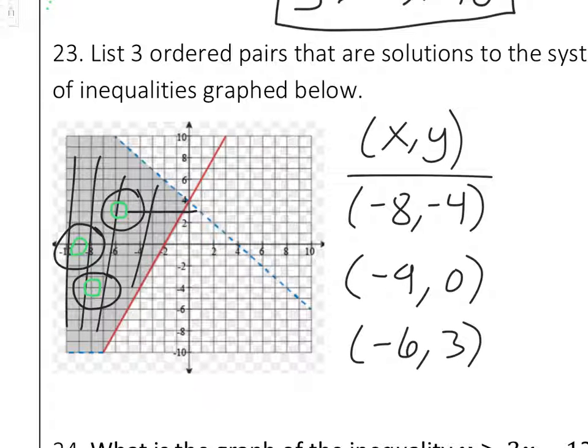Okay, and like I said, there is an infinite number of right answers. Yours do not have to match up with mine. Just pick any coordinates that lie within that shaded region.